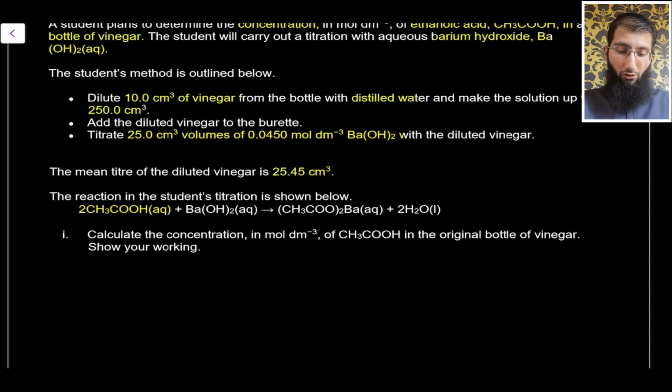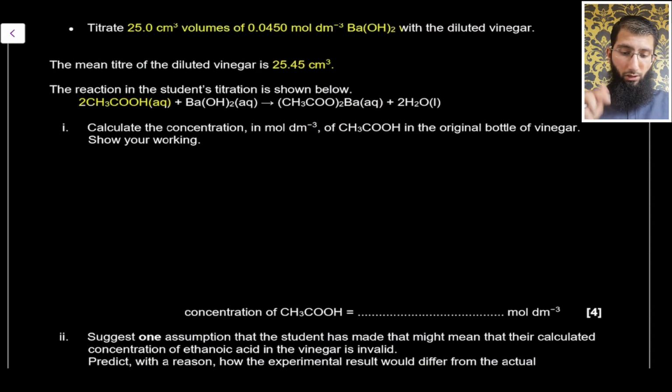For the barium hydroxide, I know both the volume, which is 25 cm³, and the concentration, which is 0.0450 moles per dm³. So I've got more information for the base, barium hydroxide, than I do for the ethanoic acid. If I've got the volume and the concentration for barium hydroxide, what can I do with this? Well, I can work out the moles of barium hydroxide using moles equals VC.